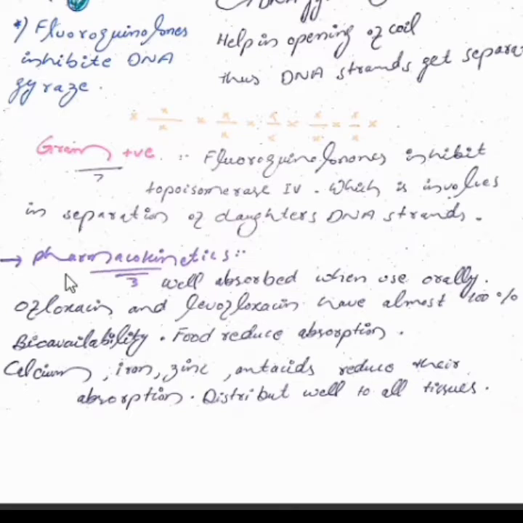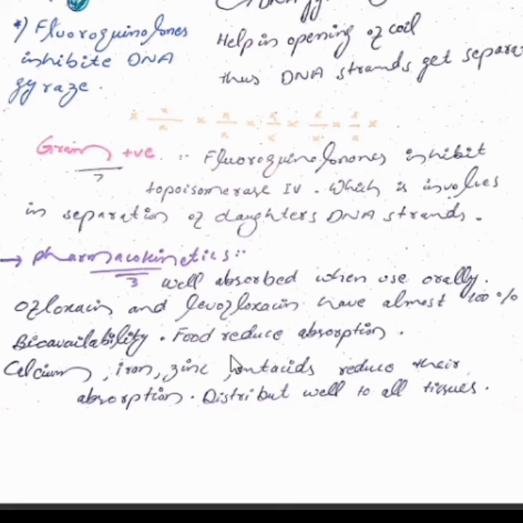So what is the pharmacokinetics of the fluoroquinolones? Pharmacokinetics means what the body does with the drug. They are well absorbed when used orally. Take the example of ofloxacin and levofloxacin. They have almost 100% bioavailability. Bioavailability is the amount of drug reaching the systemic circulation. So ofloxacin and levofloxacin reach almost 100% to the blood.